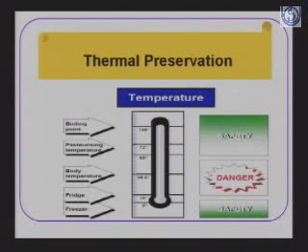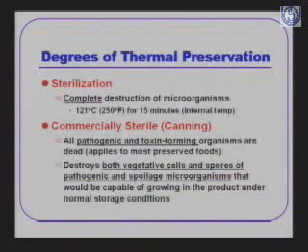Now coming to the different methods of preservation to control the microbial growth, I will take one by one. First we will deal with the thermal preservation of food products. Thermal preservation is nothing but the application of heat to destroy the microorganisms. So there are degrees of thermal processing which can be applied to the food so as to destroy the microbes or to inactivate or destroy the enzymes which are causing spoilage in the food product.